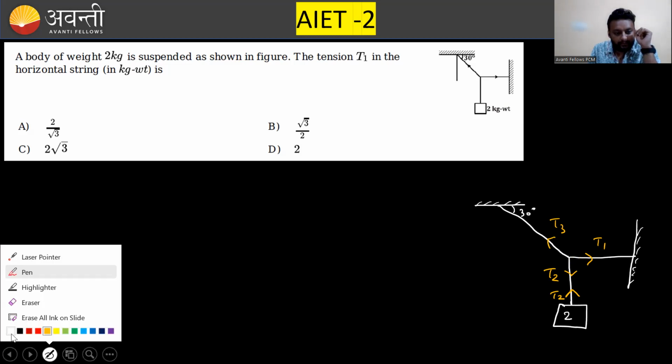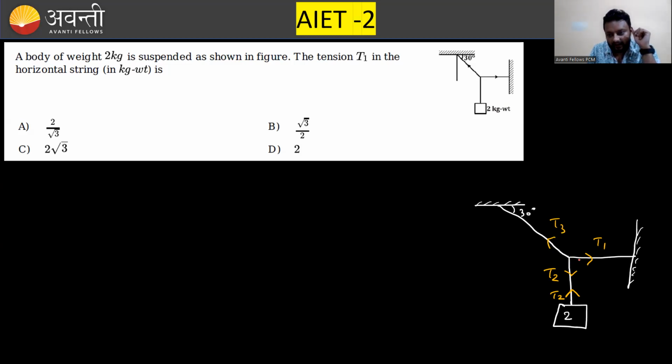Now, what are the angles here? You can see that this angle is going to be 90. Very good. And this angle is going to be 60, so this is also going to be 60. Clear? Now you know every angle. This angle is going to be 30. After knowing all these angles, you can use Lami's theorem.